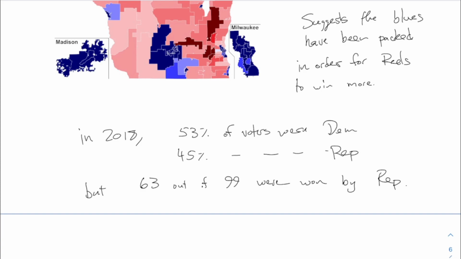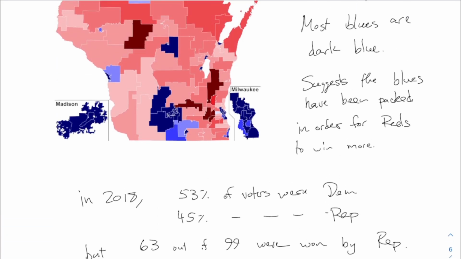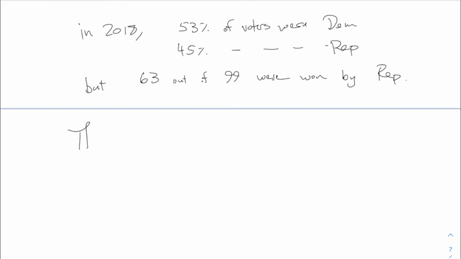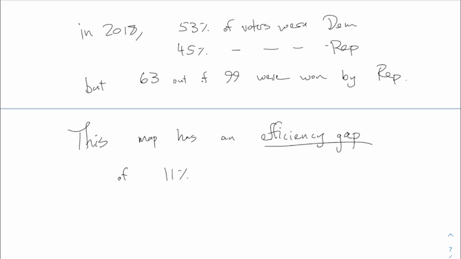All right. Anyway, the way that you can measure this is called the efficiency gap. Actually, this map, I looked up the numbers this morning, has an efficiency gap. People have calculated this statistical measurement, which we are going to learn how to do. This has an efficiency gap of 11% in favor of the Republicans.